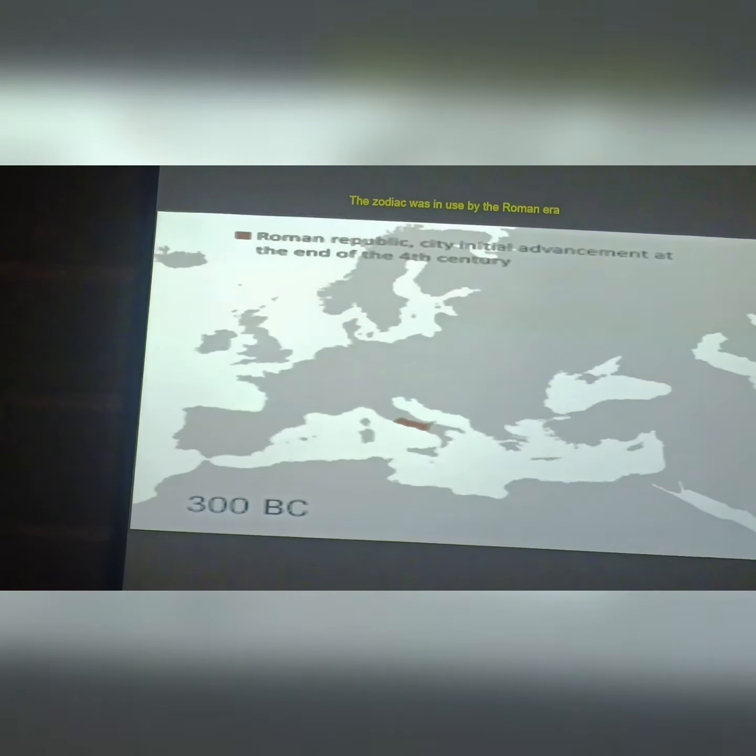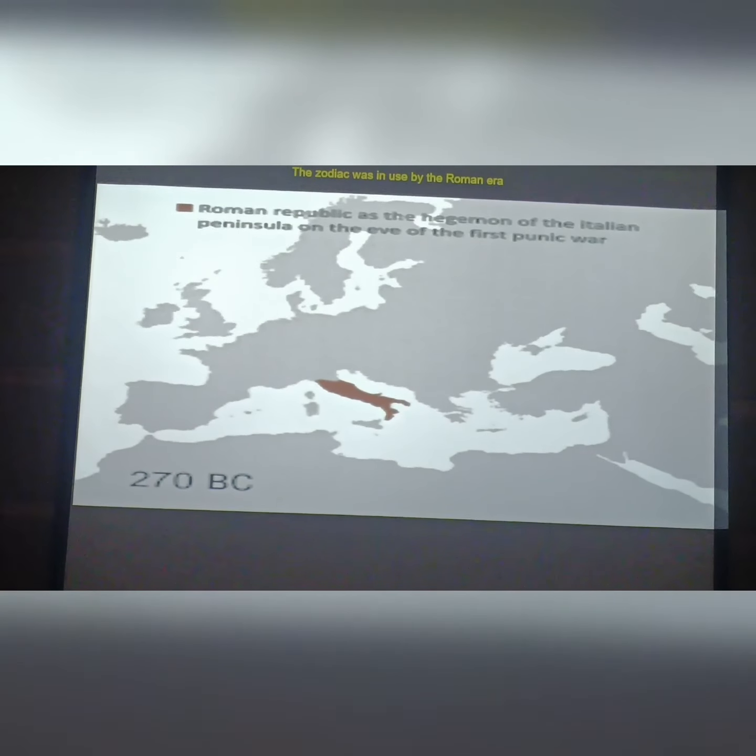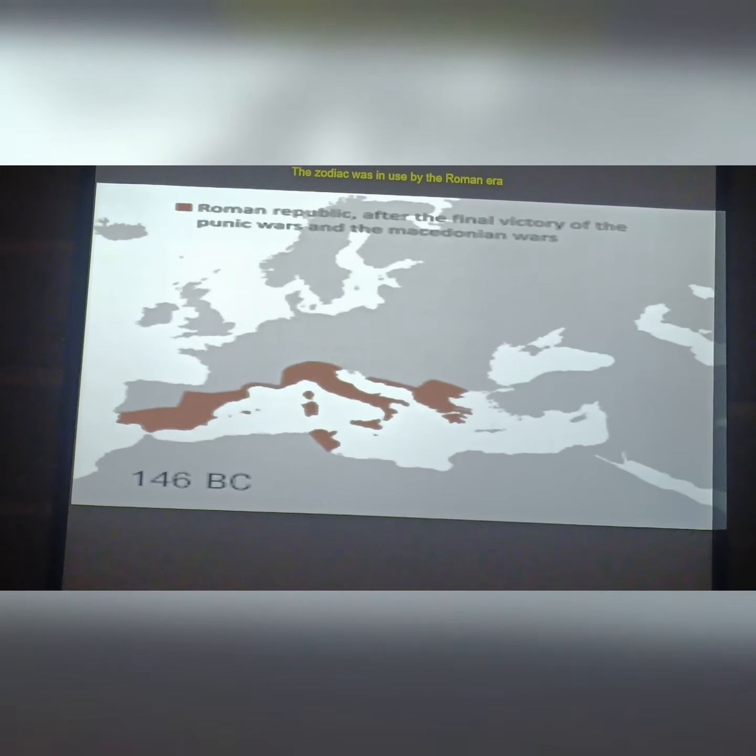The zodiac was used by Roman era, starting from 300 BC. It's the Roman Empire.